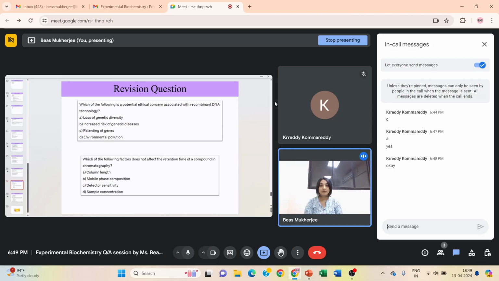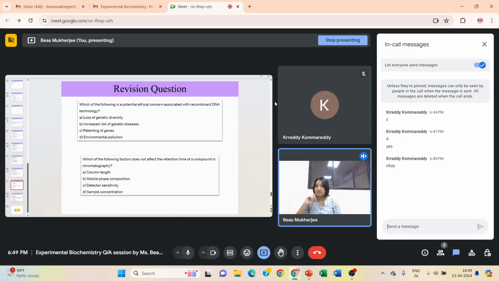What is the second question? The second question is, which of the following factors does not affect the retention time of a compound in chromatography? So if you remember the retention time, it is the amount of time for which the compound is still there in the chromatographic column and it is not eluting. So what affects that? Column length, yes, definitely.